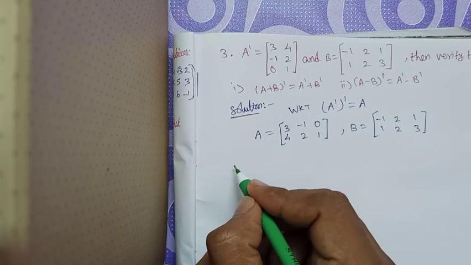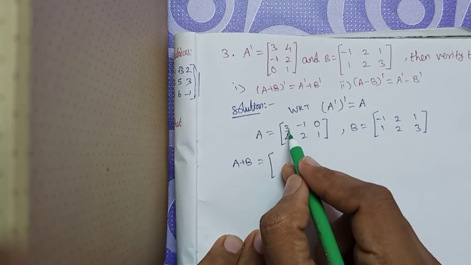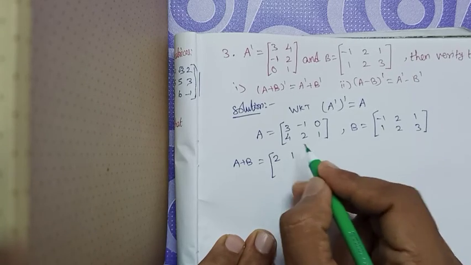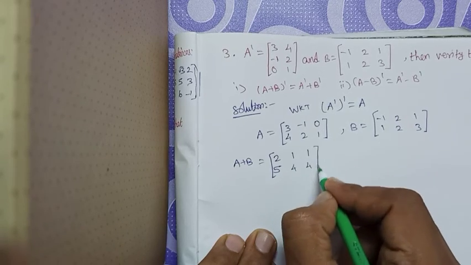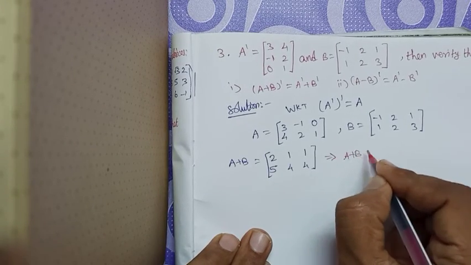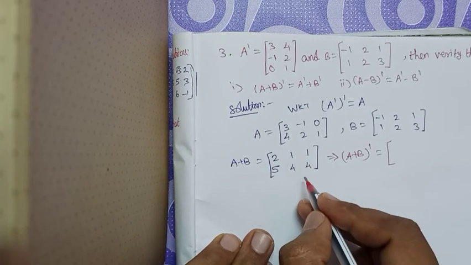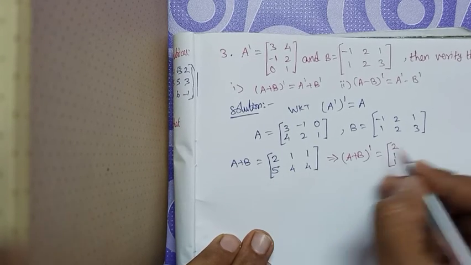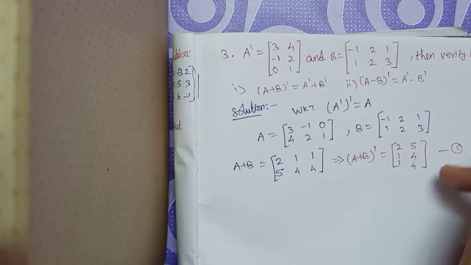Now find A plus B on the left hand side. A plus B is equal to the entries 3 minus 1 we get 2, minus 1 plus 2 is 1, 0 plus 1 is 1, 4 plus 1 is 5, 2 plus 2 is 4, 1 plus 3 is 4. So we find A plus B transpose, writing the rows into columns. We get 2 1 1, and the second row written as 5 4 4. So this is A plus B whole transpose, considering equation 1.